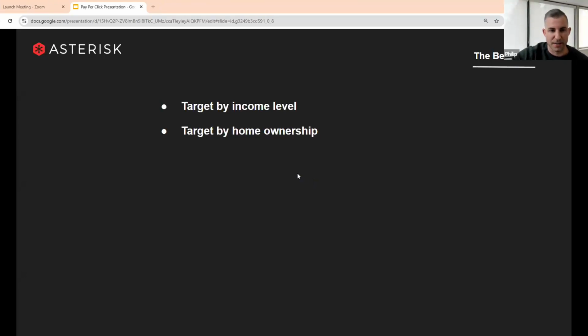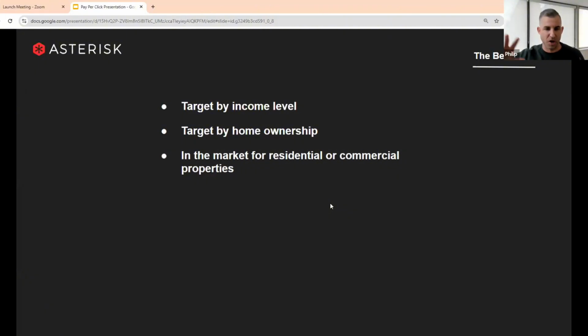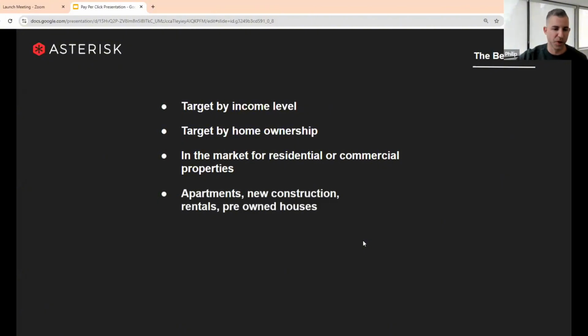You can layer on audience targeting. You can do in-market. Google has an in-market category for people looking for residential or commercial properties, which can also help. Again, at the base, we're using keywords, but this is all stuff that can help refine our audience. People looking for apartments, new constructions, rentals, pre-owned houses. You can go by marital status, right? So if you want to target families, which is my next one, parents, right? You can actually gear it towards that.